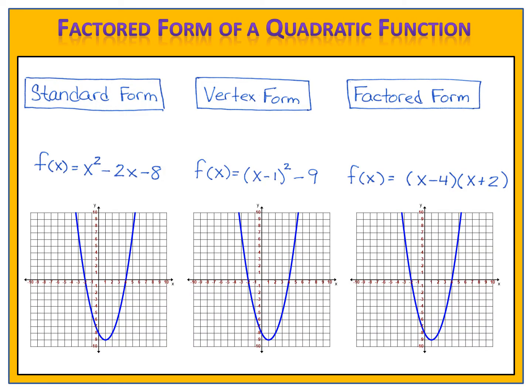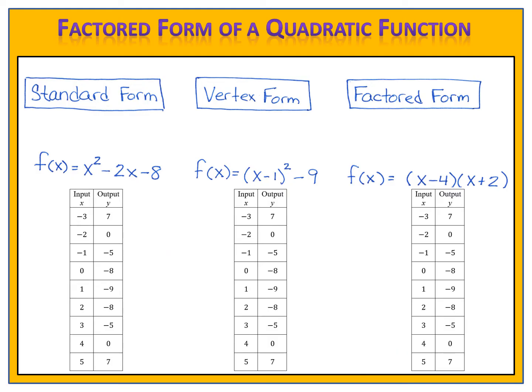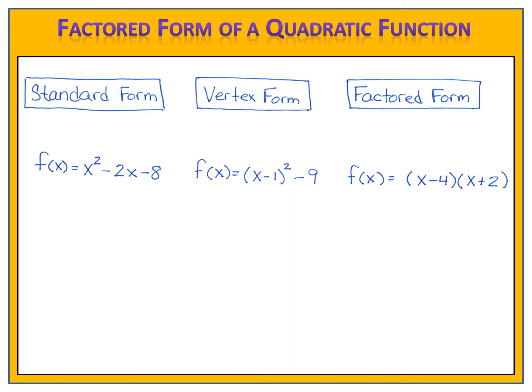Each of these forms, although they look incredibly different, are equivalent functions. If we were to look at the graph of each, the graphs are identical. And if we were to look at the input and output tables, the input and output tables are the same from function to function. So why would we want to have three different forms of the same function? The truth of the matter is that each form tells us something a little bit different.